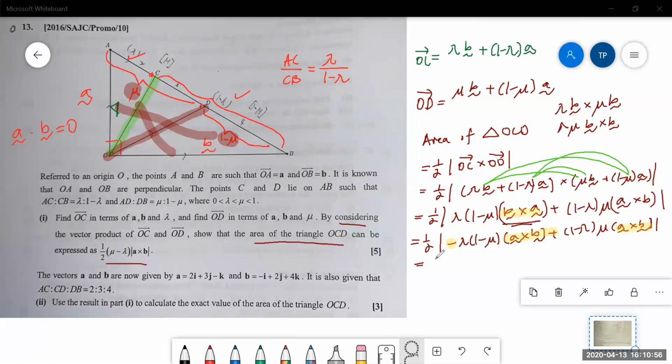Okay. So from here, I'm going to take out my modulus A cross B. Then left with my minus lambda 1 minus mu. Okay, or rather, I think I can expand it already.